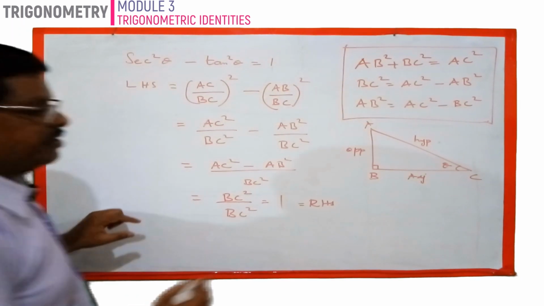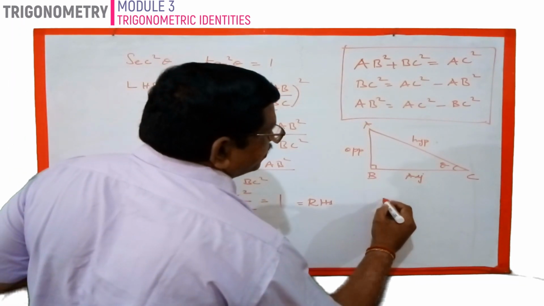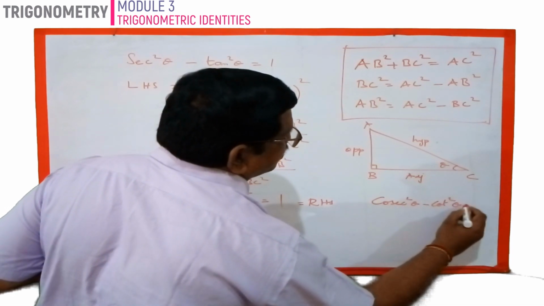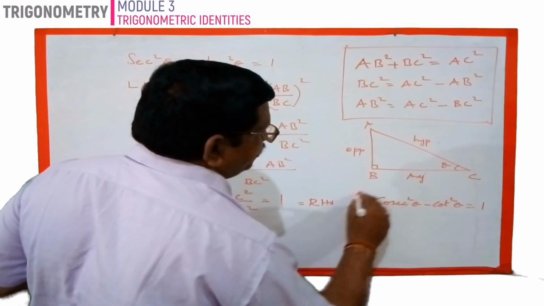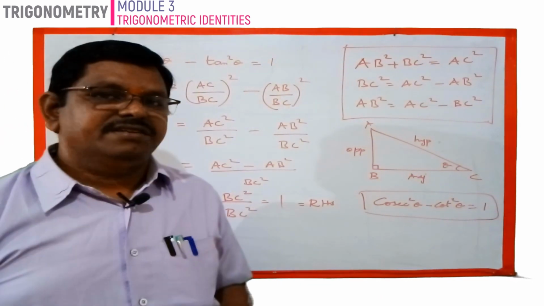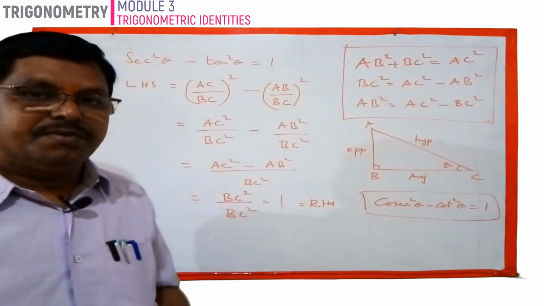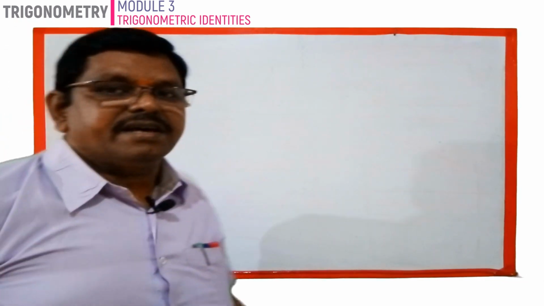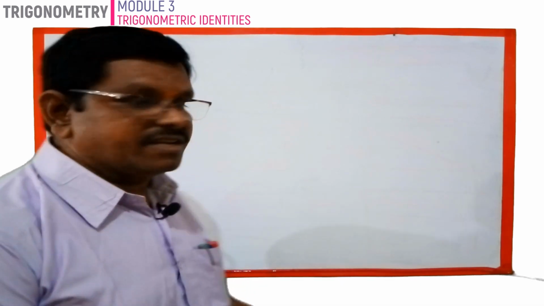In the same way, if you are proving cosecant square theta minus cot square theta, you will get 1. These three are the three important identities in trigonometry. Okay. So we will revise once again. Now let us take all the three important identities in trigonometry.